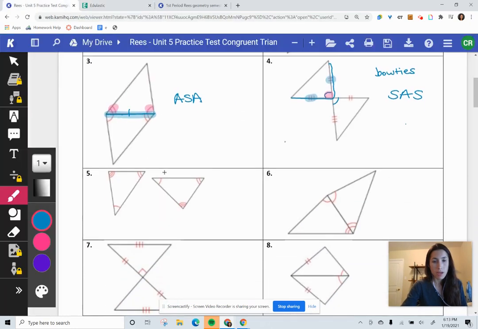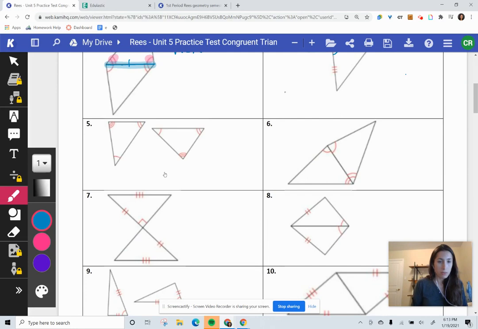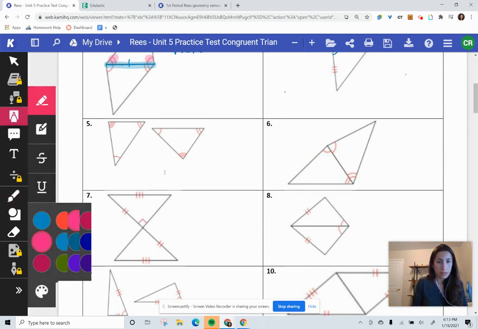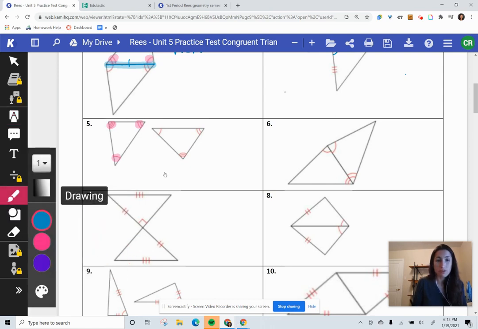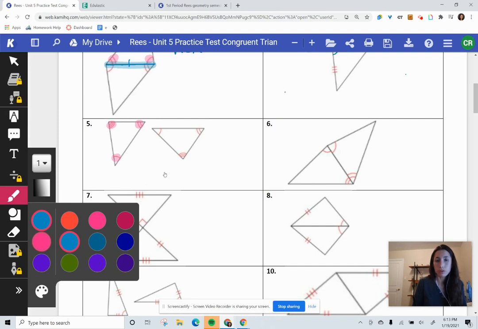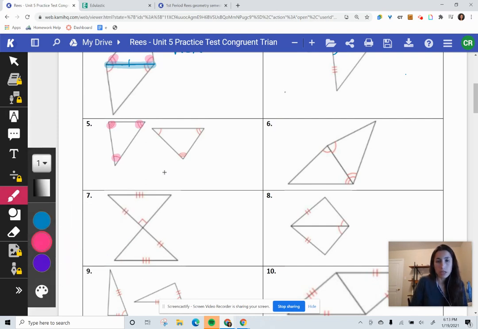Okay, number 5, what we've got here, we've got an angle with 1 mark, with another angle, we've got an angle with 2 markings, and then we've got our angle with 3 markings. Okay, we have no side marks. So if we have no side marks, we don't know if these triangles are congruent. We need some congruent sides. So we could say not enough information.